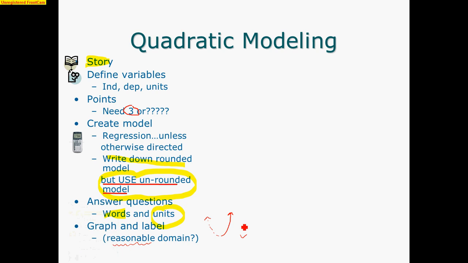Maybe for this parabola, the reasonable domain goes to there, and then that part is unreasonable.